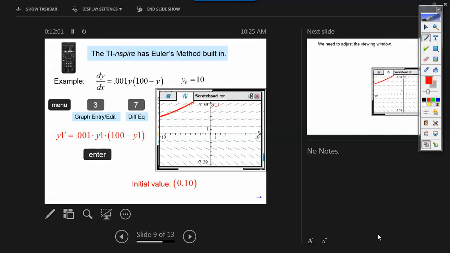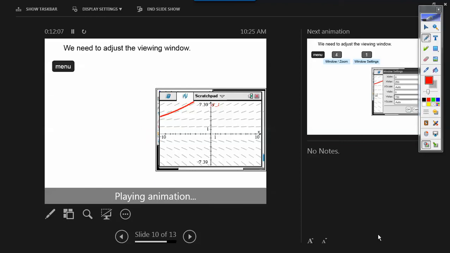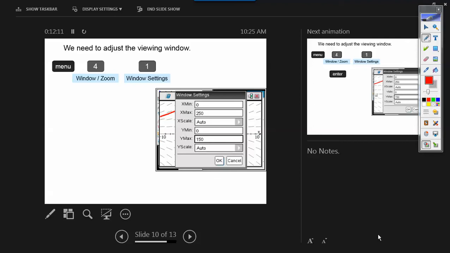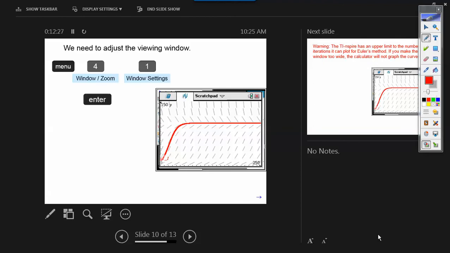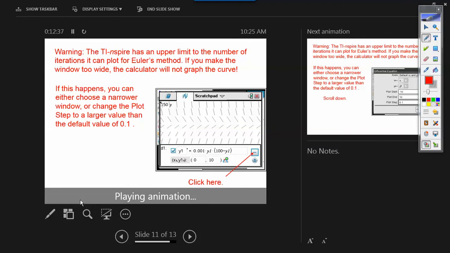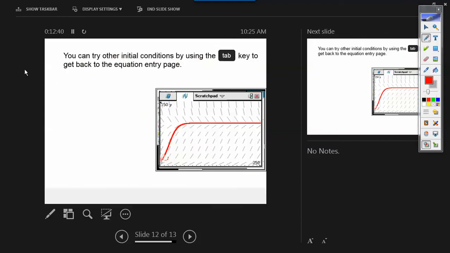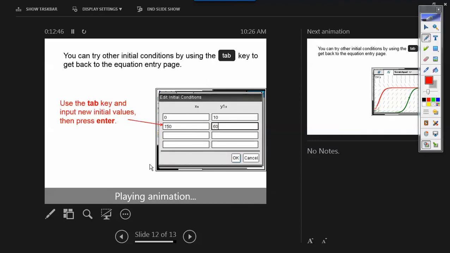Now we're going to change our window here. They're going to have us change the window. So let's go in our window settings. Let's go 0 to 250 and 0 to 150. And then it looks like that. And now we can trace. So try to trace. And I'm going to move on here, because the rest of this we don't need to worry about.